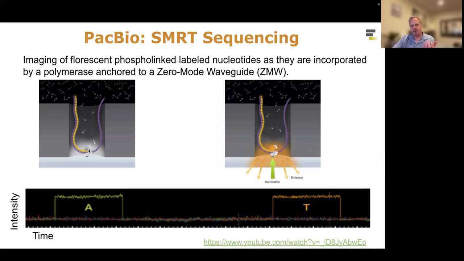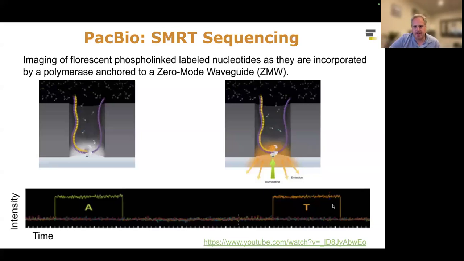So the raw data from a PacBio instrument is a movie where over time we're going to be observing the colored light that's present there. In the beginning, there'll be just a baseline of color. Then we'll get, say, a bright spot of a color corresponding to an A nucleotide. It'll drop down to baseline again. Then we'll get another colored bright spot corresponding to a T nucleotide, and so on.